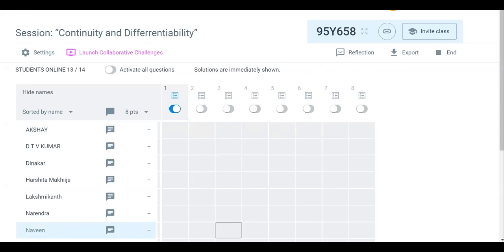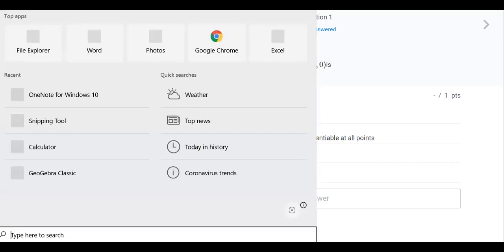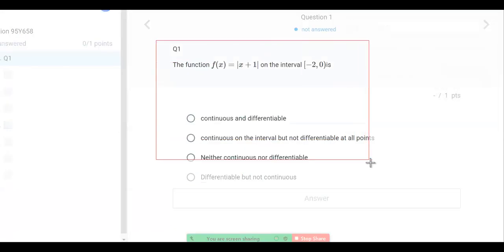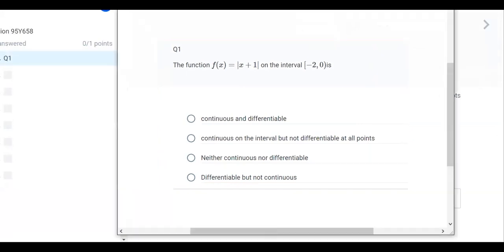Okay, so the first question has been released. The function f of x equal to modulus of x plus 1 on the interval -2, 0 is, options are these: continuous, differentiable. Take your time. I am just giving 2 minutes for you to solve the question. I'll open the timer.